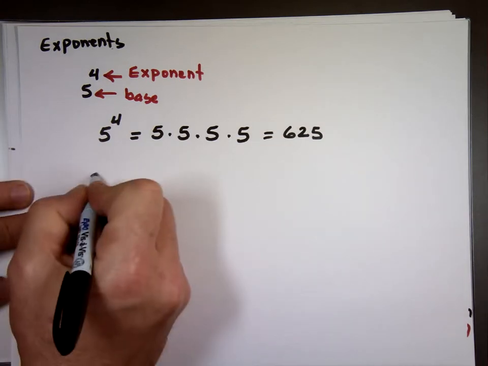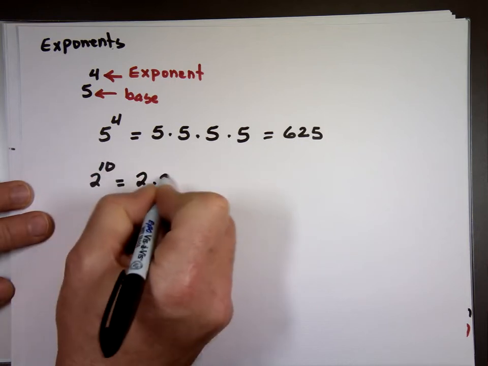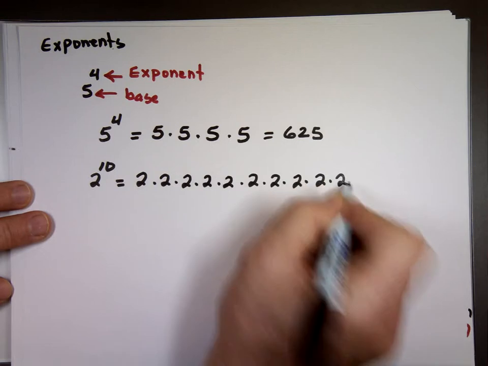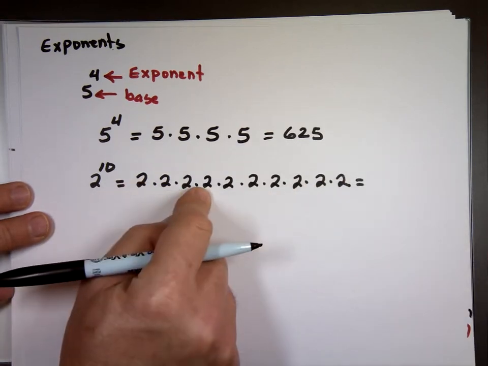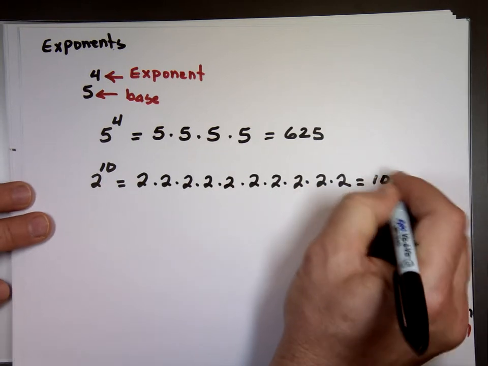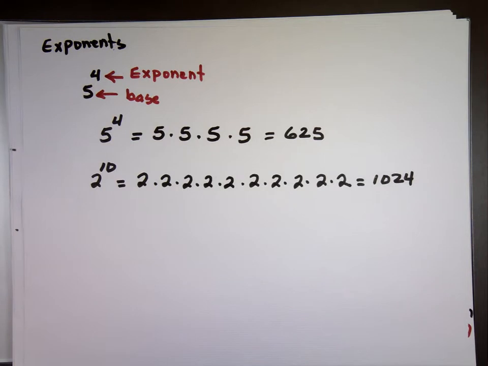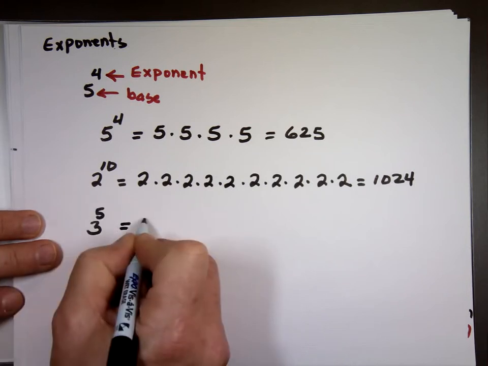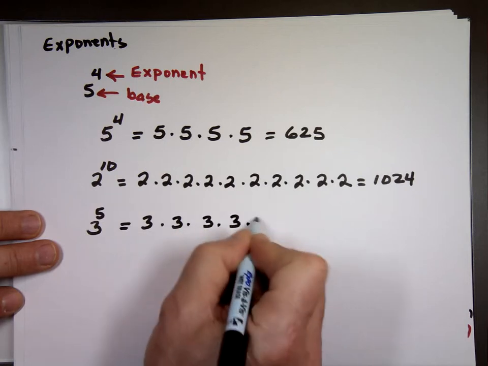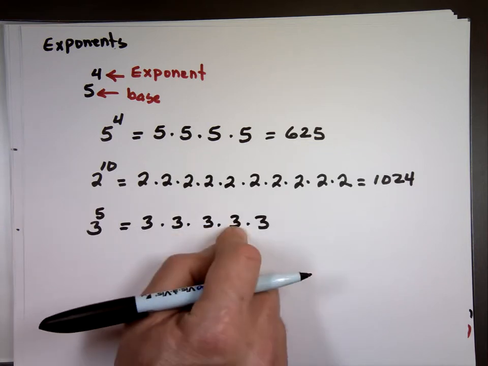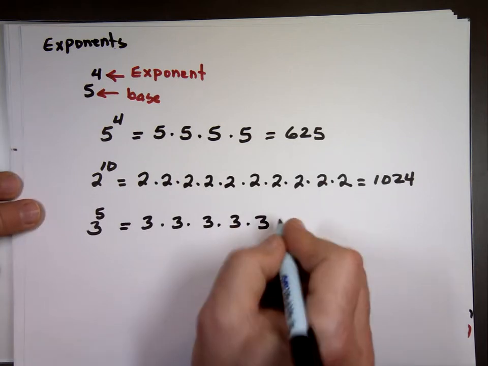If you see 2 to the 10, that's not a 20 either. That's what? 2 times 2, how many times? 10 times. 4 times 2 is 8, times 2 is 16, times 2 32, 64, 128, 256, 512, 1024. If you multiply it out. Surprised, the math teacher's really good at math. Better be. If I see 3 to the power of 5, 3 times 3 times 3 times 3 times 3. 3 times 3, 9. Times 3, 27 times 3, 81 times 3. Is it 243?